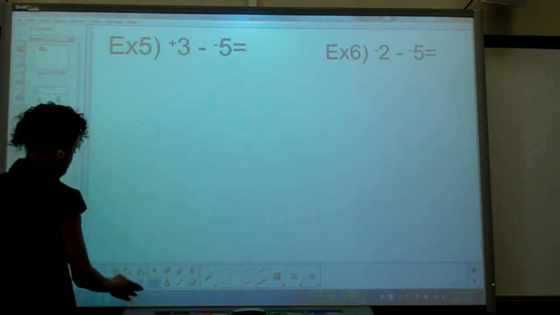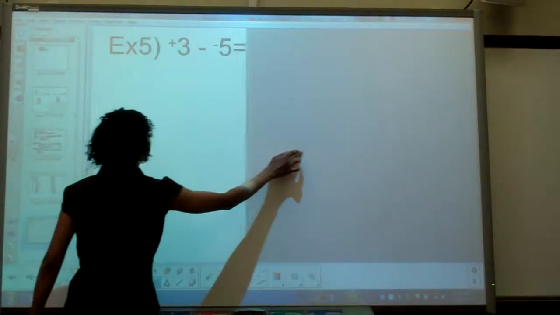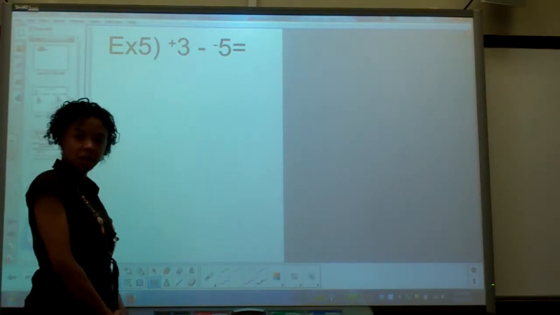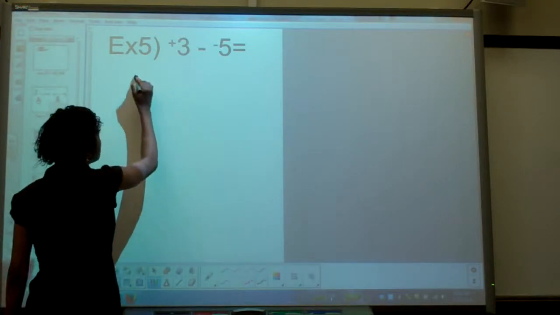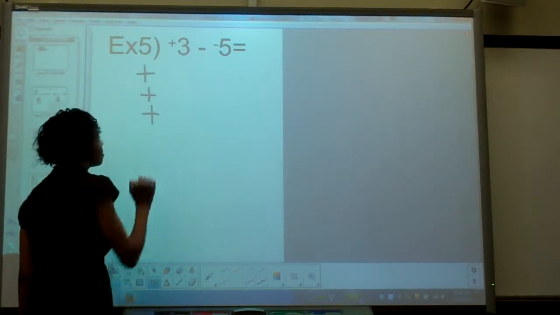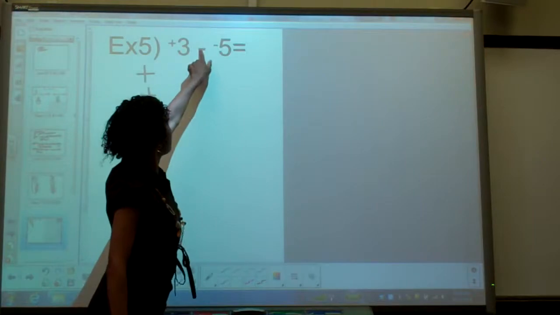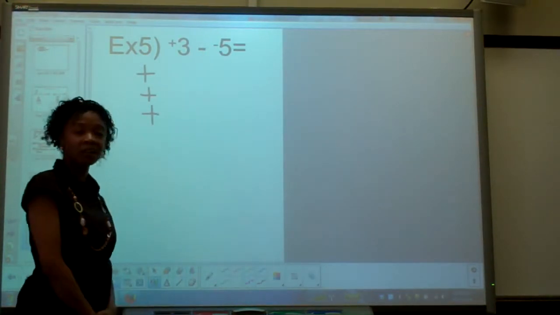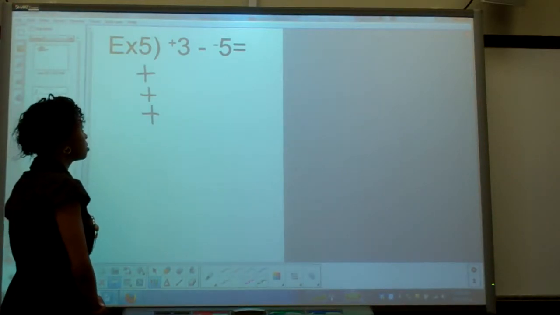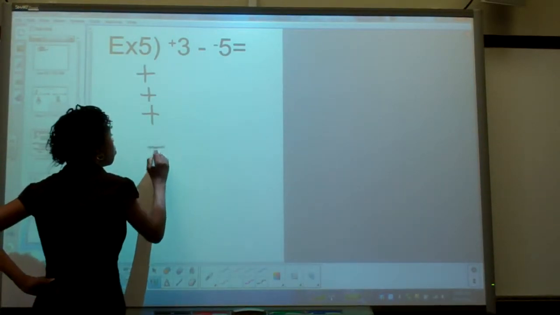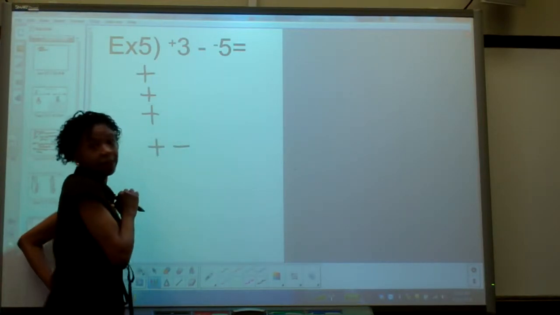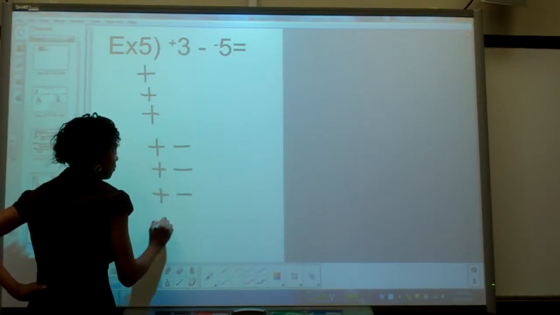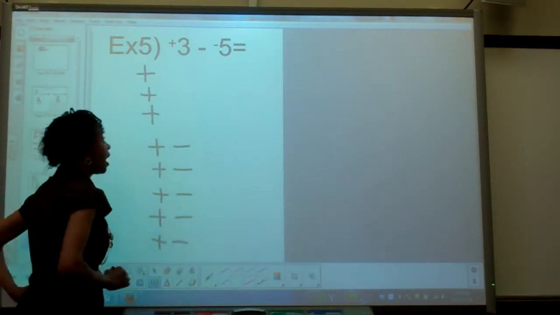Next problem. Let's look at example number 5. I have a positive 3 minus a negative 5. What's the first step? First step is to represent the first number. So I need 3 positives. Second step, take out or subtract 5 negatives. Do I have that? No. Okay, so I'm going to create, the third step is to create the possibility with a 0 pair. Okay, so I'm going to make 5 0 pairs to be able to take out 5 negatives. There's 1 0 pair, here's 2 0 pairs, 3, 4, and then there's 5.